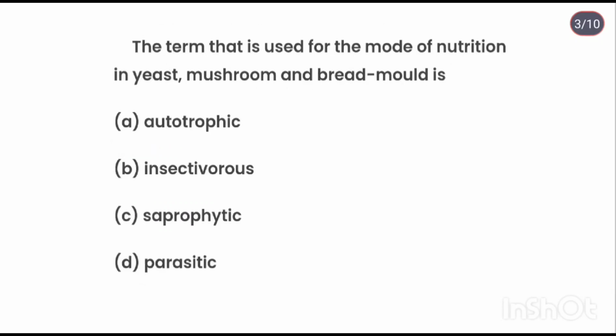The term that is used for mode of nutrition in yeast, mushroom and bread mold is... right answer is option C, saprophyte. These are all fungi. They absorb the nutrients from the dead and decaying matter. They secrete digestive juices which help them to digest the organic material. This type of absorbing nutrition is called the saprophytic mode of nutrition.